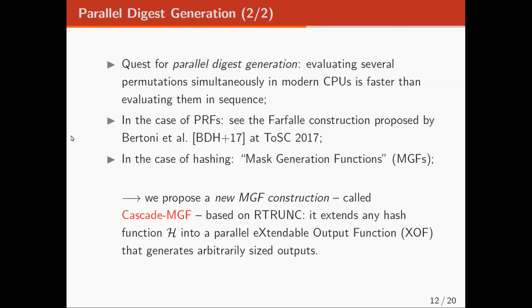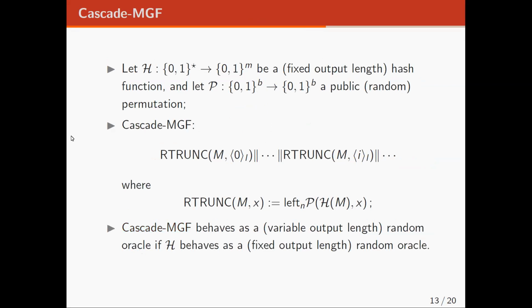So it satisfies the goal to extend any hash function into a parallel extendable output function that generates arbitrary size output. The definition is very simple. We have a hash function that returns m bits in output and a permutation that works over b bits. And the Cascade MGF is simply defined as the randomized truncation function applied to the message and to an index i. This notation just means the bit representation of 0 of size L.